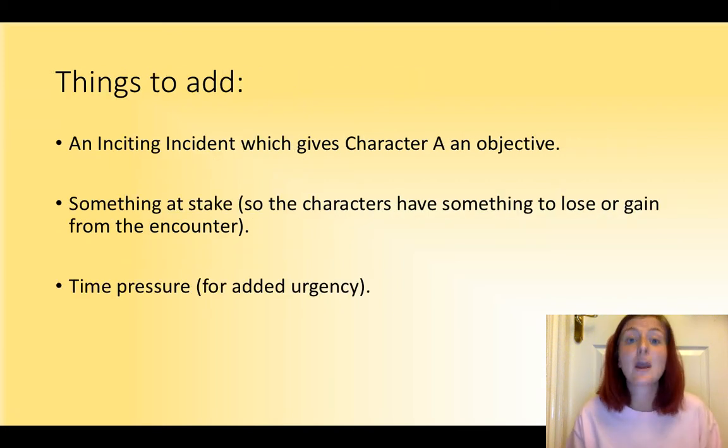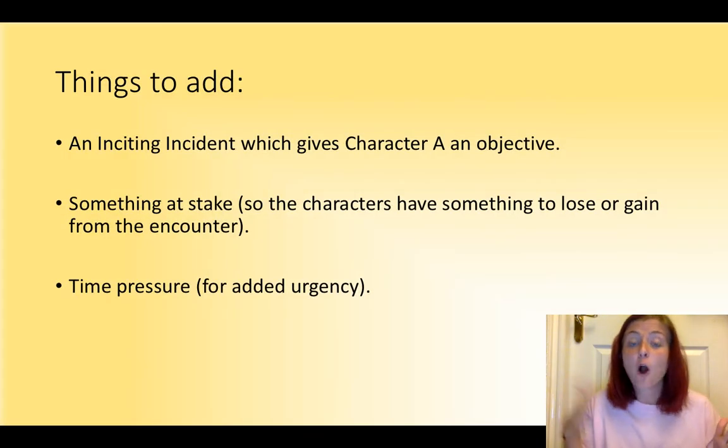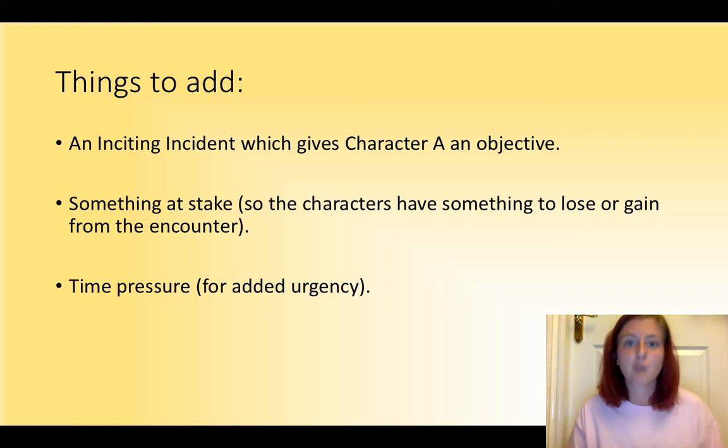Here are things that you might want to add to give it that extra bit of oomph for your audience. An inciting incident which gives character A an objective. You should have learned about inciting incidents in a previous video. It's just something at the very beginning of your play that sets off the different objectives of the play, sets things in motion, okay?